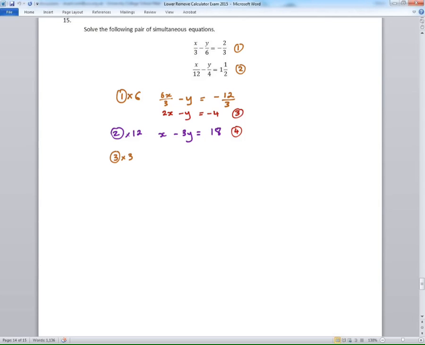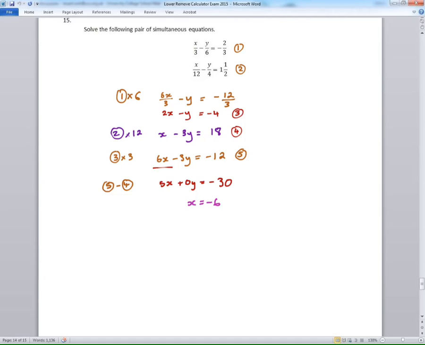We might multiply equation 3 by 3 to make the y coefficients the same. Multiplying equation 3 by 3 gives 6x minus 3y is equal to minus 12. Now notice how we have minus 3y in both equation 4 and now equation 5. Okay, so we might subtract equation 4 from equation 5. 6x take away x is 5x, and then minus 3y take away minus 3y leaves you with no y's, and minus 12 minus 18 leaves you with minus 30, giving you x is equal to minus 6.